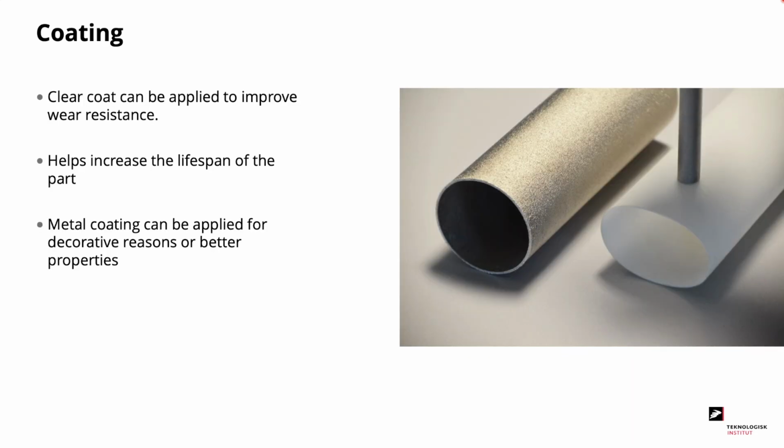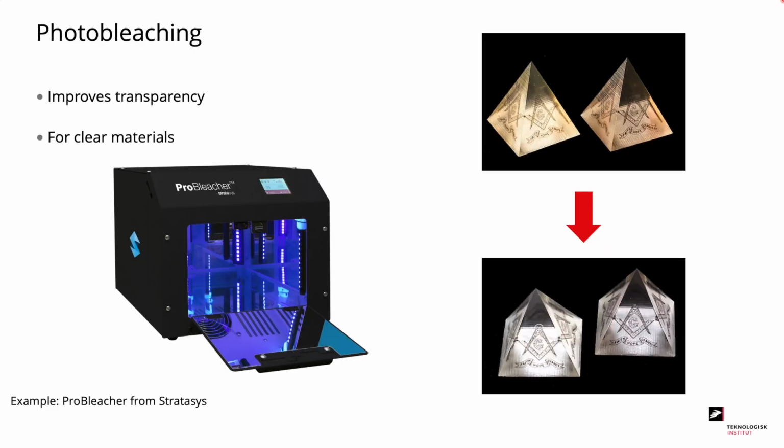It's also possible to use coating. A clear coat can be applied to improve the wear resistance, and coating can also help increase the lifespan of the part. A metal coating can also be applied for decorative reasons or if you want to achieve better properties. Finally, we have photo bleaching, which is used to improve transparency. Photo bleaching is used for clear materials, and you can see the result in the pictures to the right, where the top one is before photo bleaching and below you have after photo bleaching.